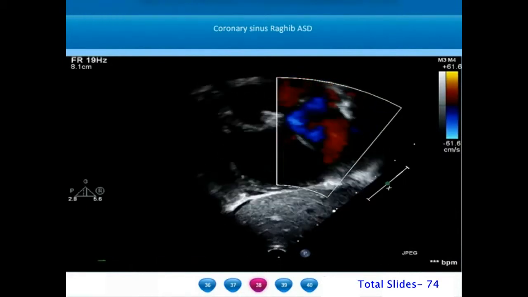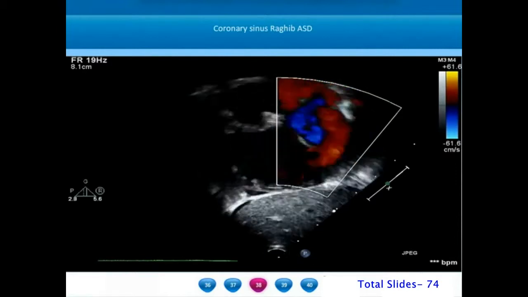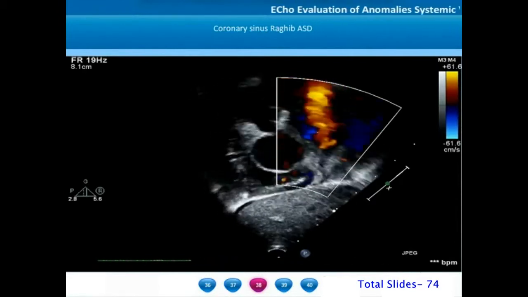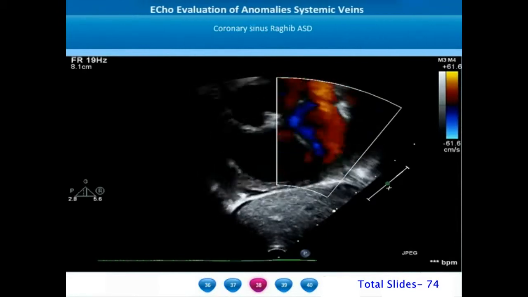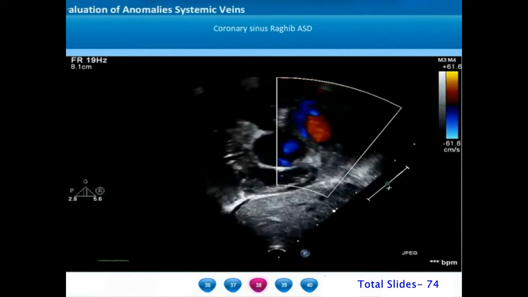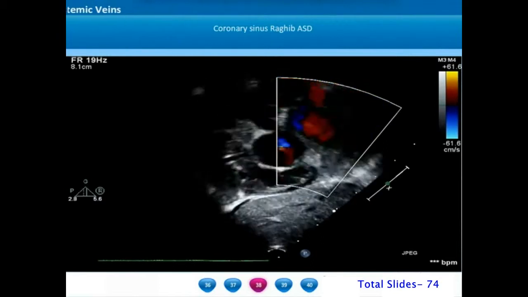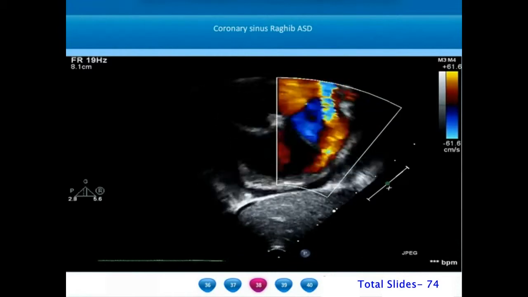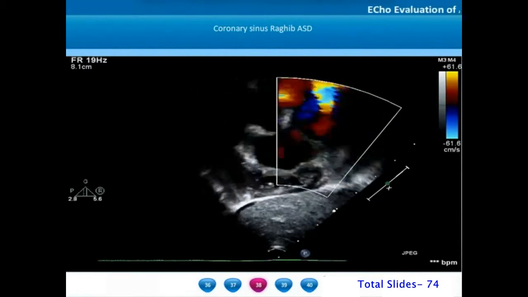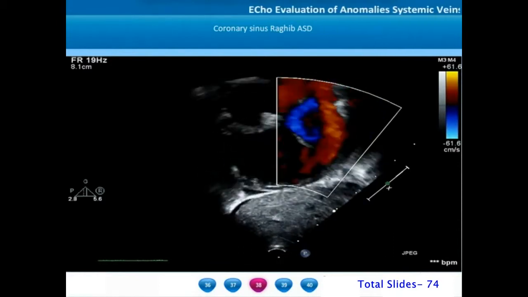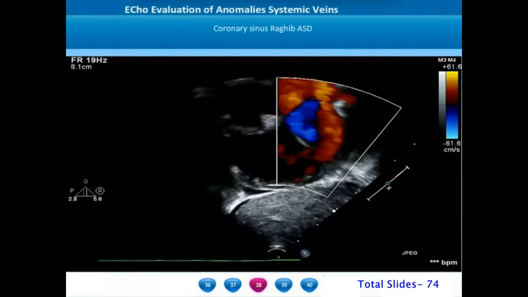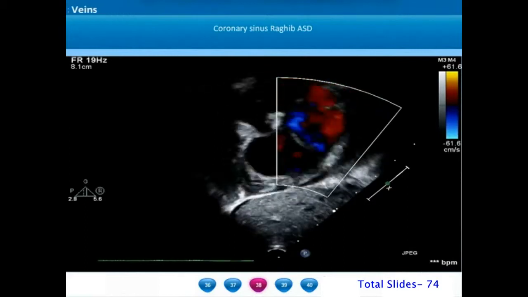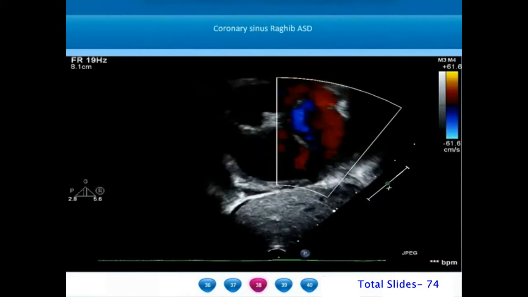The abnormality in this heart is a persistence of the left superior vena cava and a complete unroofing of the coronary sinus. This results in the left superior vena caval blood entering directly into the left atrium. However, since the ostium of the coronary sinus is open, that allows the blood to be shunted into the right atrium through the ostium of the coronary sinus. So the ostium of the coronary sinus in this patient acts as an atrial septal defect to allow the blood from the left atrium into the right atrium. This defect is called coronary sinus ASD or Raghib's ASD.